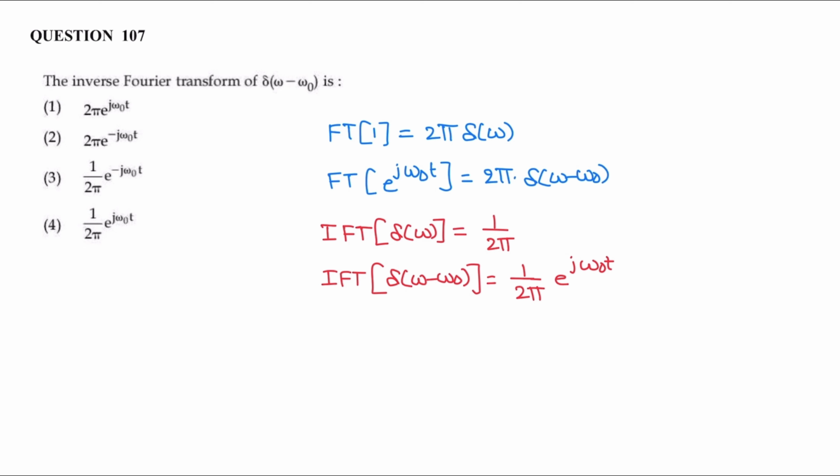Next question. Inverse Fourier transform of delta of omega minus omega naught is. We know that Fourier transform of 1 is 2 pi delta of omega. Fourier transform of e power j omega naught is 2 pi delta of omega minus omega naught. And inverse Fourier transform of delta of omega is 1 by 2 pi. Inverse Fourier transform of delta of omega minus omega naught is 1 by 2 pi e power j omega naught. Correct option is 4.